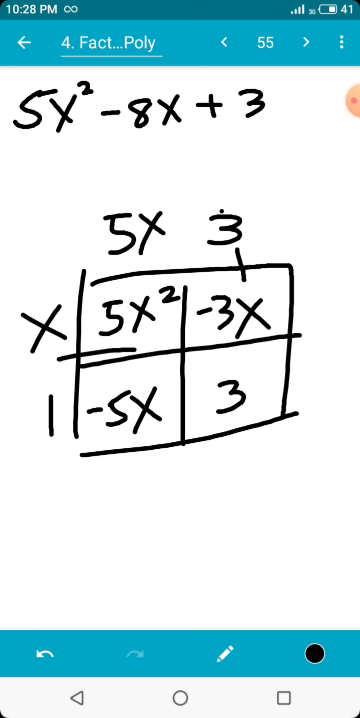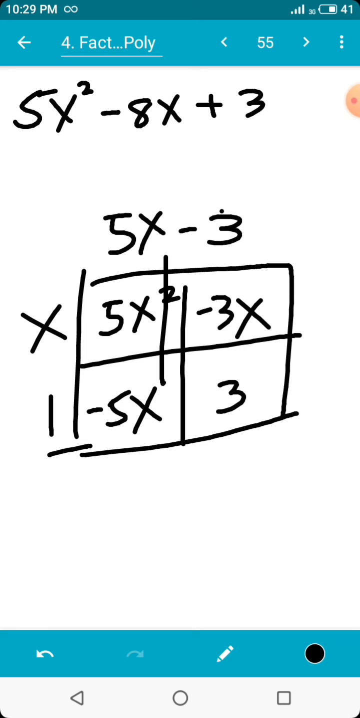3 times x, dapat negative 3x. So, dapat mag-adjust yung sign ni 3 na dapat negative. Kasi nga, ang product ay negative 3x. Okay? 5x times 1, that is negative 5x.